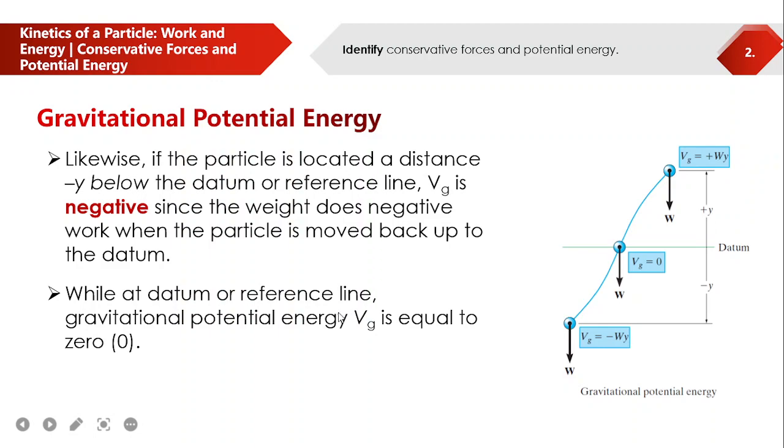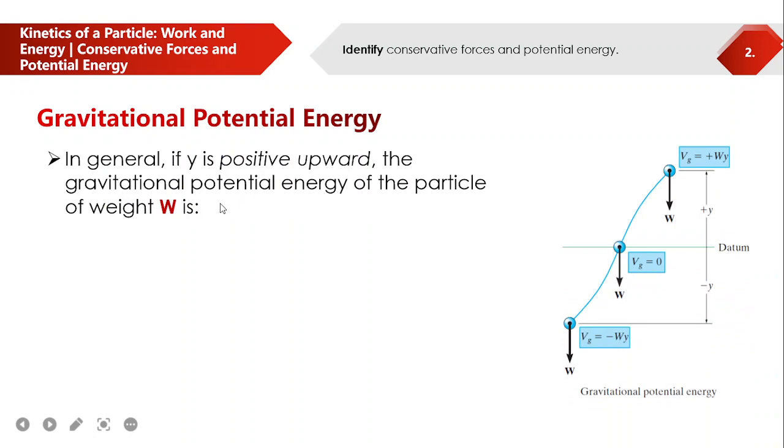Okay? Pero meron din naman yung i-mention sa problem. So, kailangan din natin yung i-account if we are going to find the gravitational potential energy. Okay? So, in general, if y is positive upward, the gravitational potential energy of the particle of weight W is this: V sub G, or gravitational potential energy, is equal to the weight times the displacement y, or its position. Okay? So that's how you solve for gravitational potential energy.